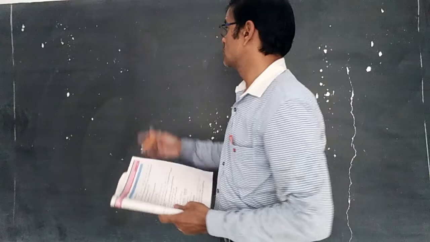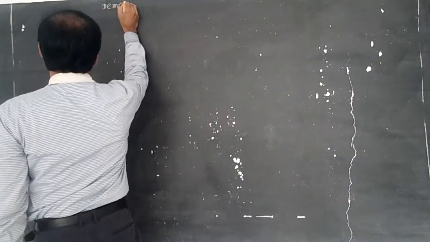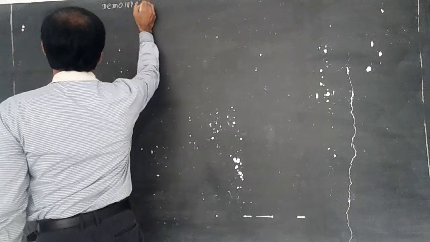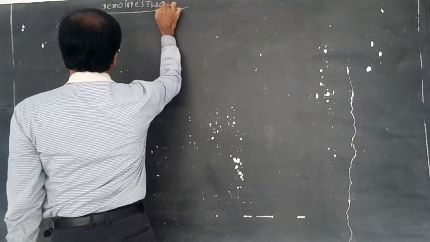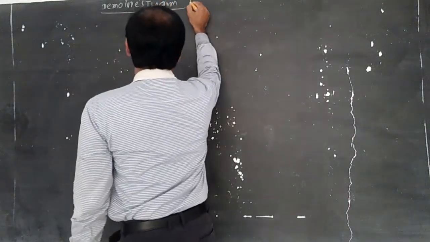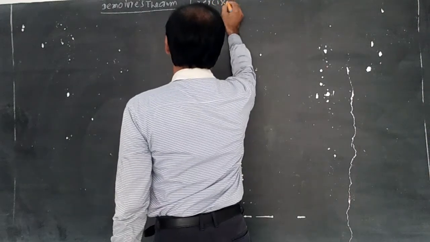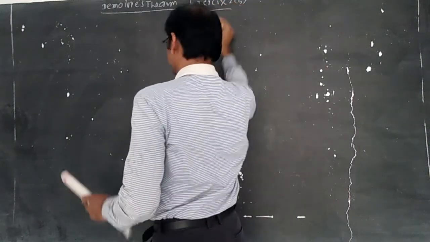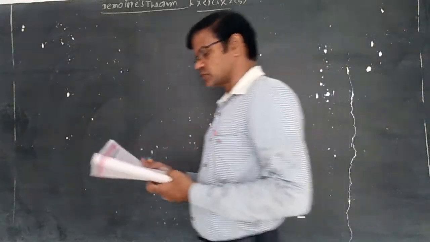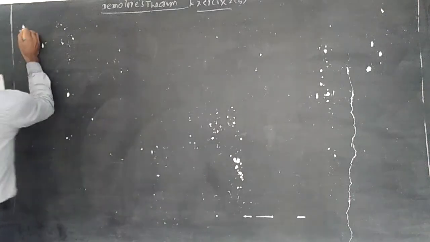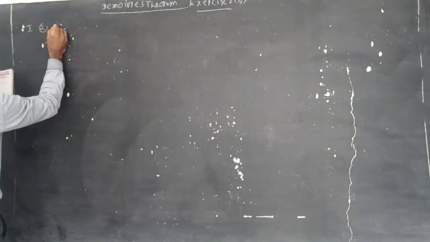Dear students, we are handling the topic De Moivre's theorem. In De Moivre's theorem, we are handling exercise 2B. Exercise 2B is going on. In yesterday's class, you completed the first round, first question. In today's class, first round, second question.